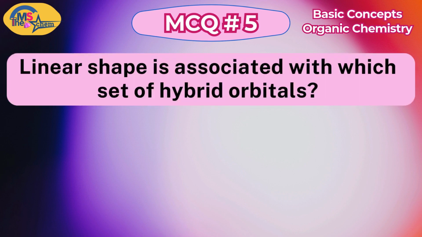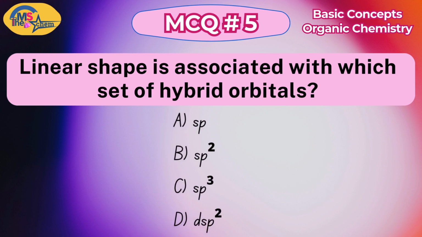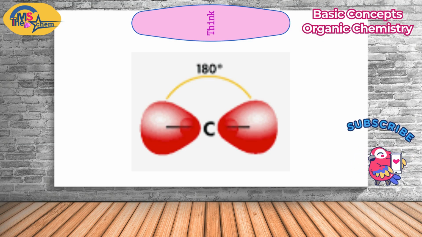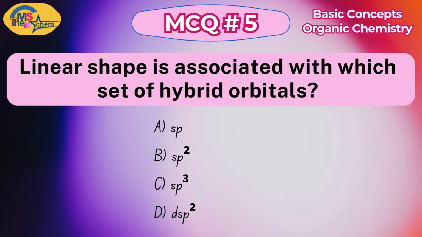Question 5 is: linear shape is associated with which set of hybrid orbitals? This question is from the geometry of the molecules. Again, option A is sp, option B sp2, option C sp3, and option D is dsp2. Two sp hybridized orbitals align themselves at 180 degrees apart, leading to a linear shape. So the true answer for this question is option A, sp.